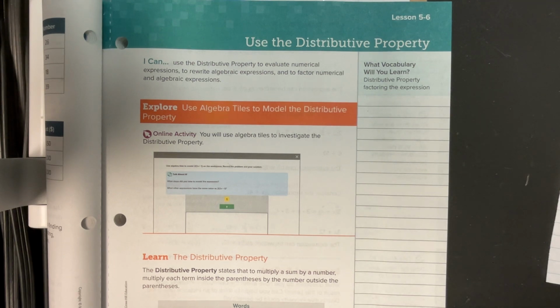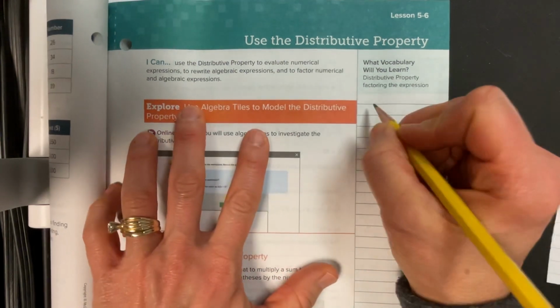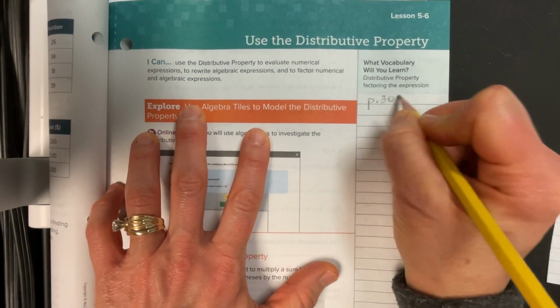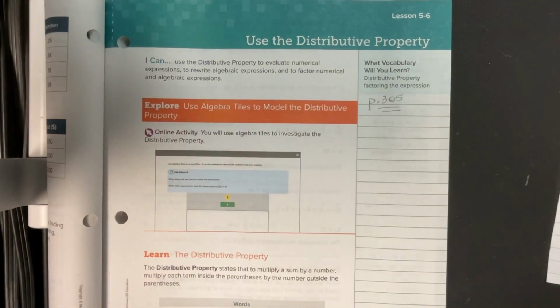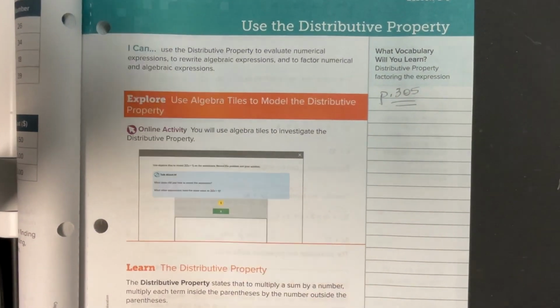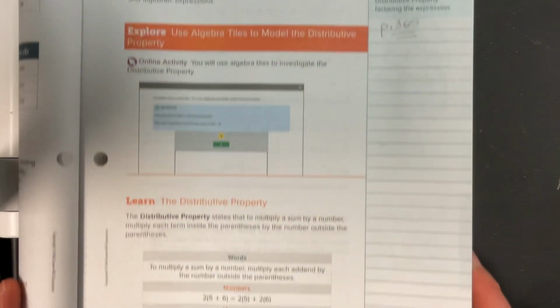The distributive property, first of all, we're going to be in your workbook on page 305. So go ahead and turn there. Sorry about that. Page 305. And I'm going to be looking at the bottom of the page real quick before we turn.